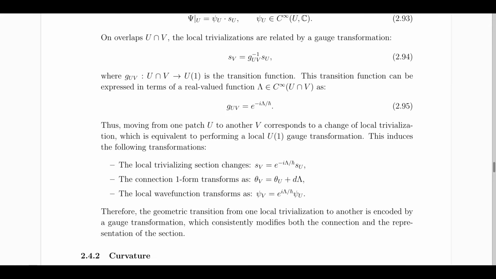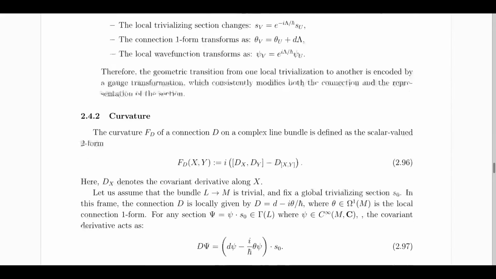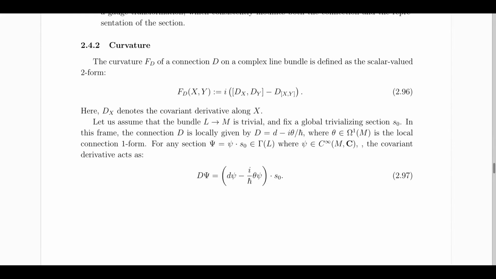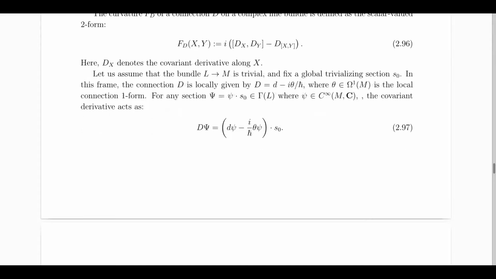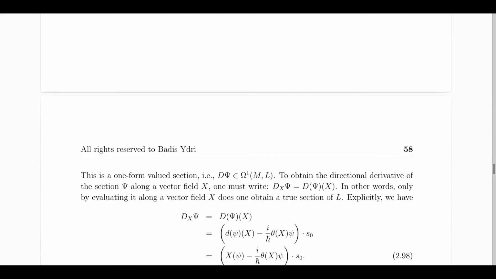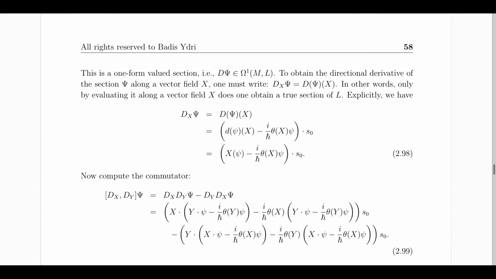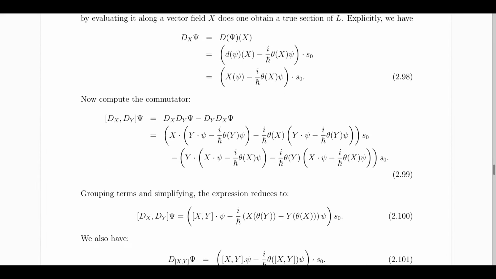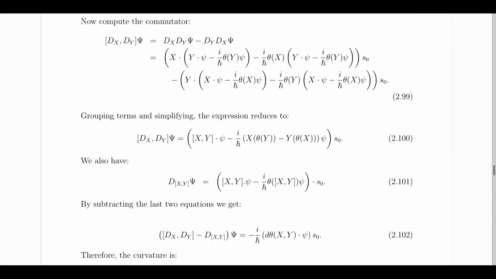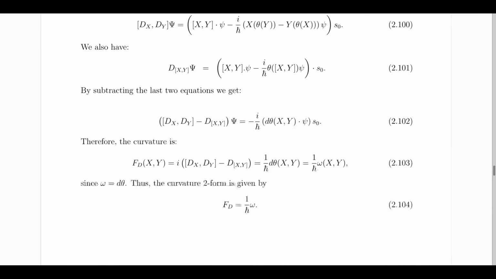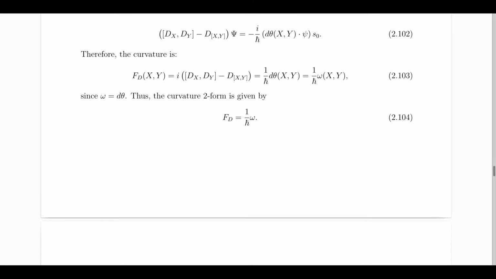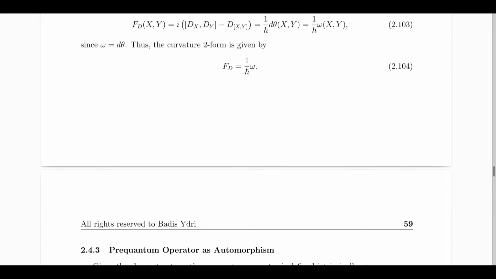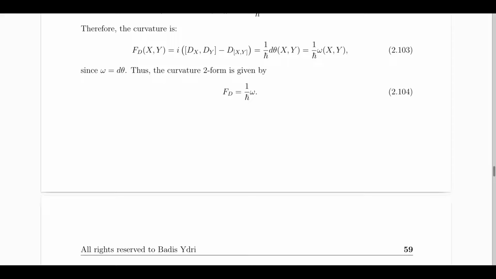The connection on the line bundle is more than just a bookkeeping device. Its curvature is directly tied to the symplectic form. It must reproduce omega up to a constant factor involving Planck's constant. This condition isn't optional. It ensures that the geometric structure aligns with classical Hamiltonian mechanics. In fact, it guarantees that the lifted flow of any classical observable preserves both the Hermitian inner product and the connection, making prequantum evolution unitary and geometrically meaningful.